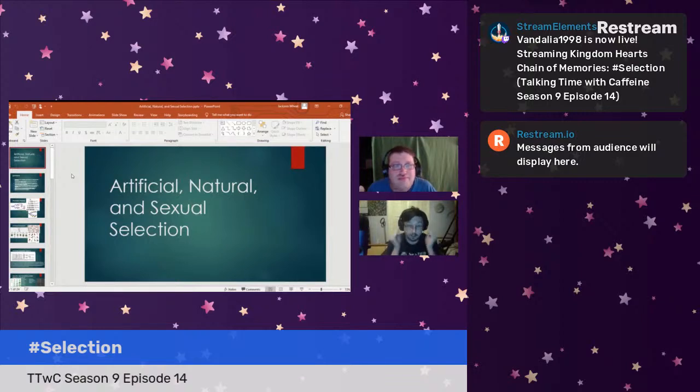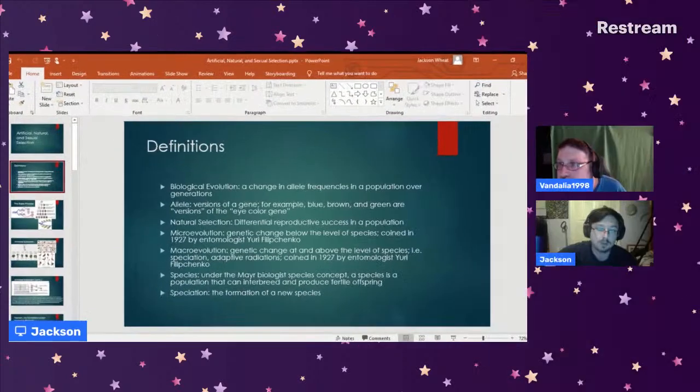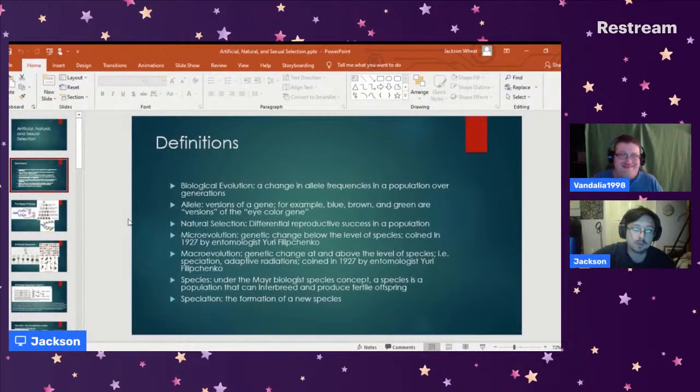The first thing I thought would be pertinent to do is give some definitions relevant to this topic. There you go. Okay, can you see my definitions slide now? Let me get rid of the chat real fast if I can. Let me make it bigger. There. You can see the definition slide? Yes, I made it bigger. Okay.